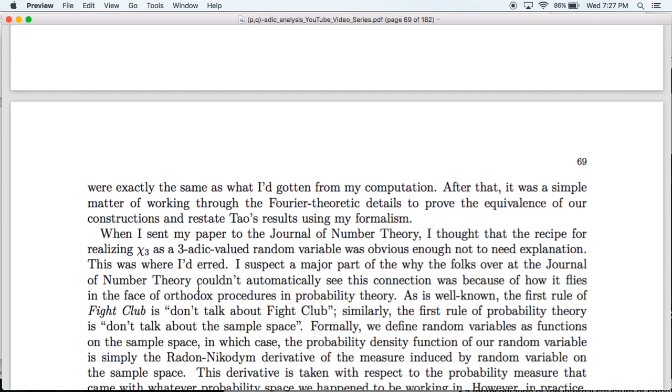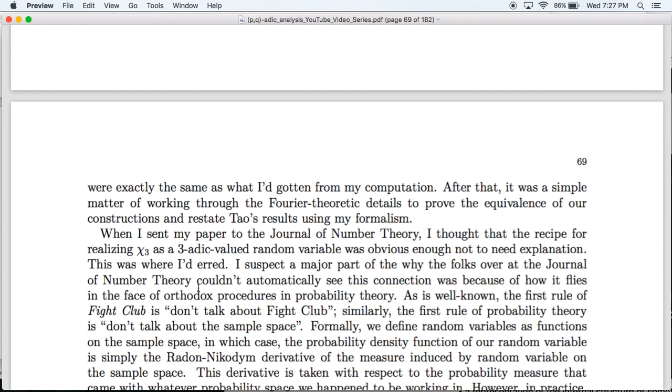Remember that formally, thanks to Kolmogorov, we define random variables as functions on a sample space. The sample space is going to be a sigma algebra of sets, which are going to be our measurable sets. In this case, the probability density function of a random variable is actually the Radon-Nikodym derivative of the measure that our random variable induces on our sample space. Since we're working in a probability space, we don't just have a sigma algebra of sets, we also have a probability measure, d mu.